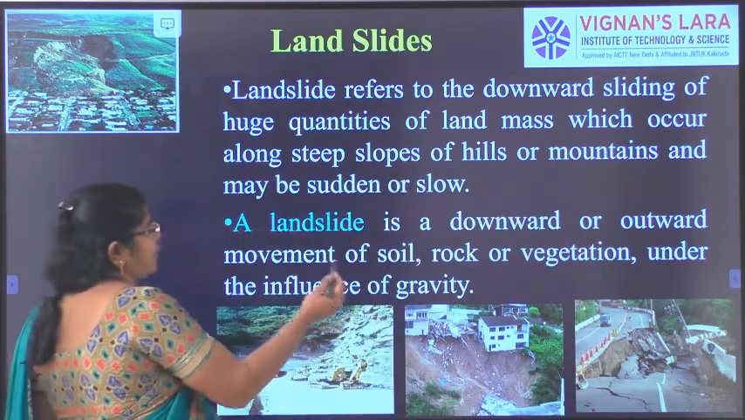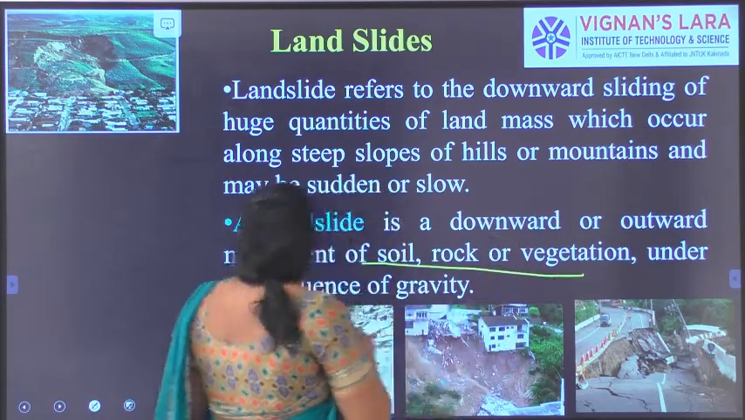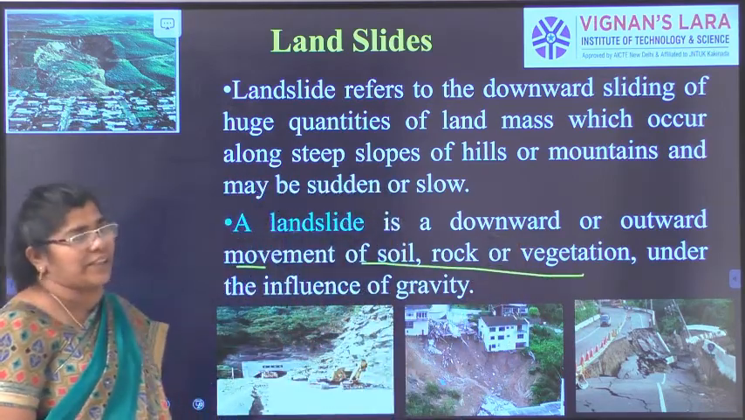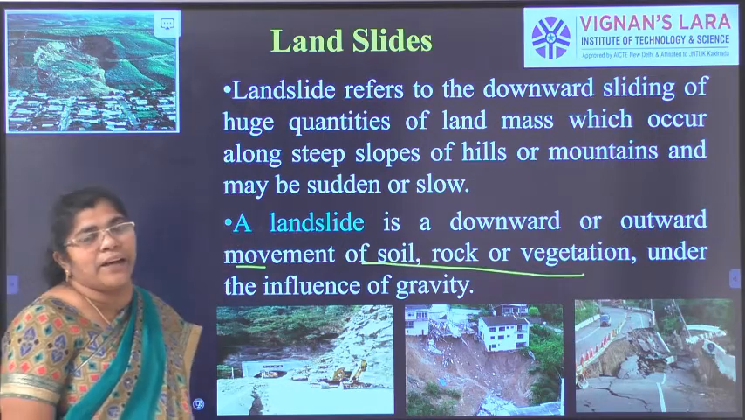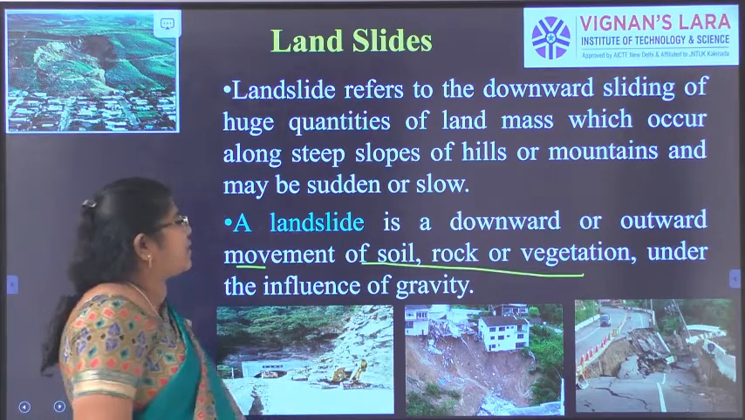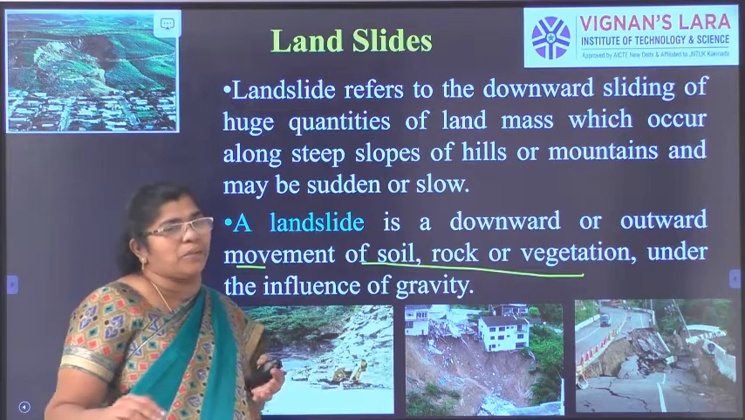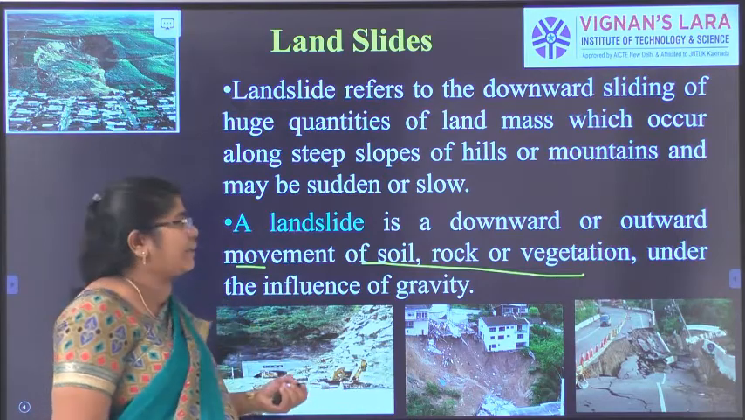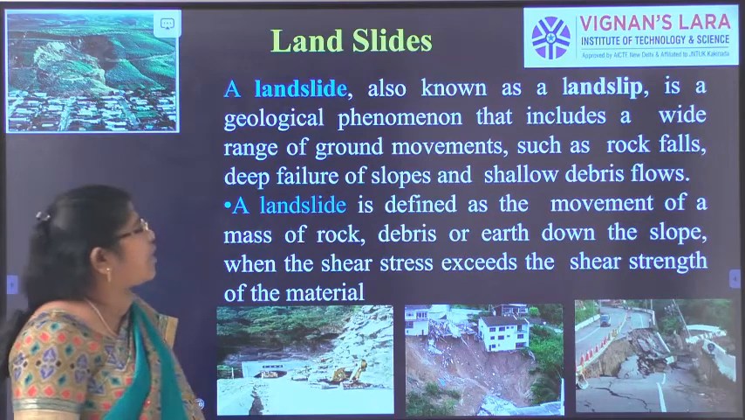A landslide is a downward or outward movement of soil, rock or vegetation under the influence of gravity. Okay? So mostly landslides occur in the hills and the mountains, and it may be sudden or it may be slow. Slowly the earth can move, or it can be sudden. The other definition is that a landslide is also called a landslip.